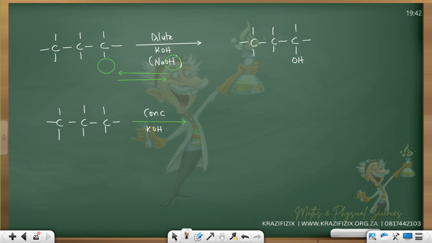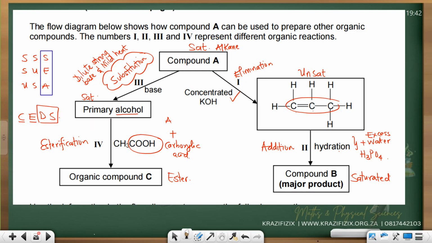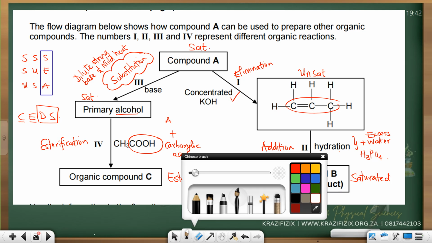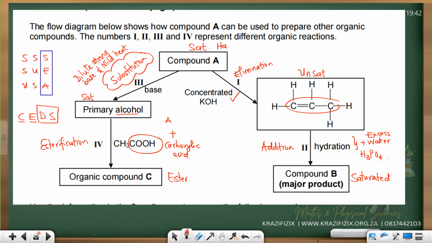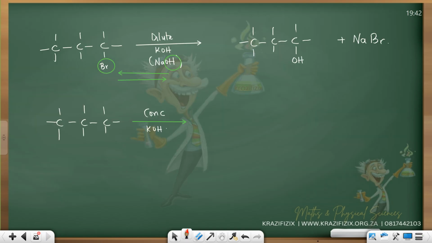I am going to change this guy and put a Br so that at the end I will form NaBr. So that means my original compound is not an alkane, it's a haloalkane. But it is still saturated, so we're still fine. That's why diagrams are important. Haloalkane, to form NaBr.